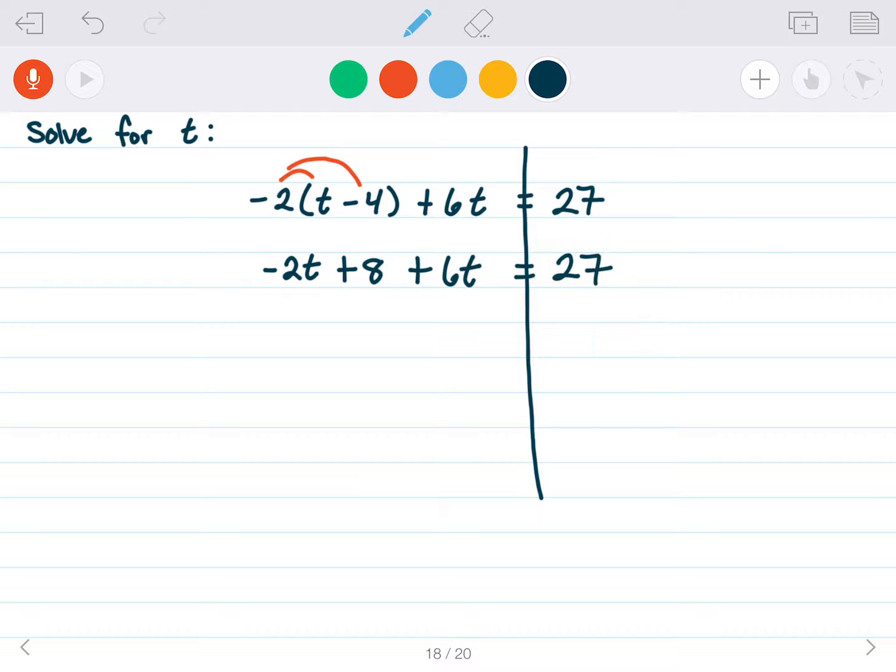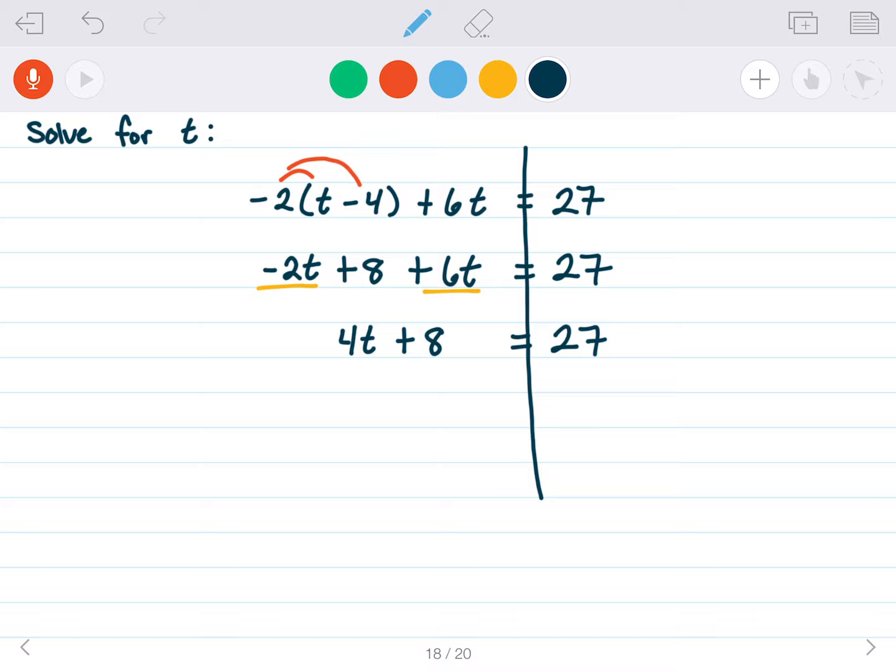Okay. Now, on the left side, I have like terms. I have a -2t and a positive 6t. -2 plus 6 is a positive 4. So this is positive 4t plus 8 and equals 27.